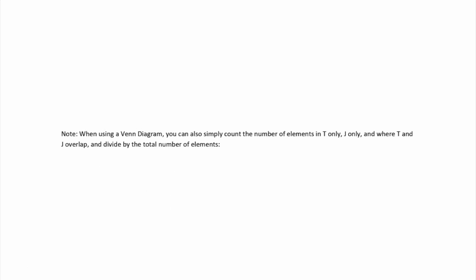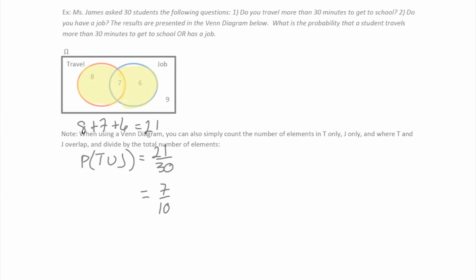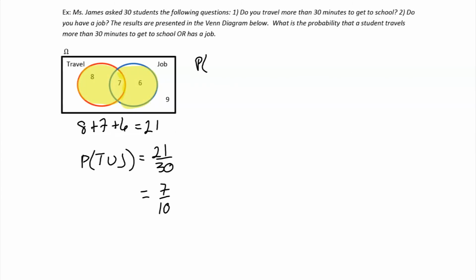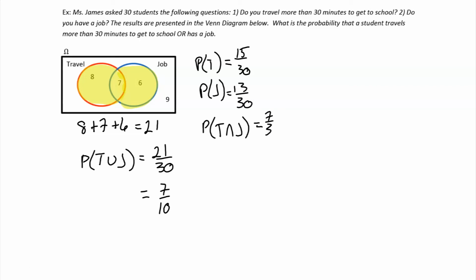Note, when you're using a Venn diagram, you can also simply count the number of elements in T and J. Alternatively, we could have said the probability of T, so the probability of travel, is equal to 8 plus 7 is 15 out of a total of 30. The probability of job was 13 out of 30. And the probability of T intersection J was 7 out of 30.